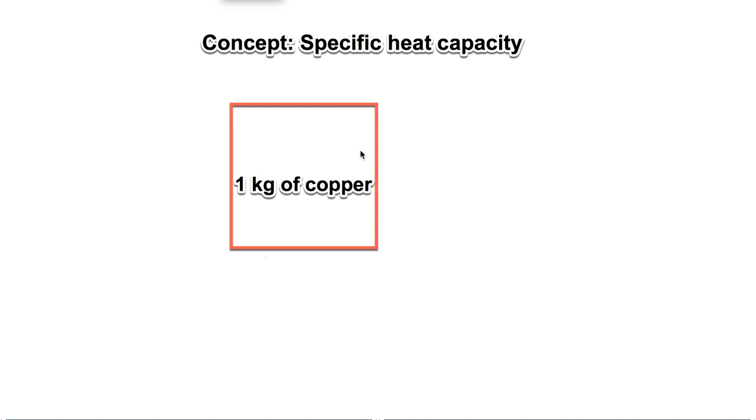Now we have 1 kg of copper here. How much energy do we need to raise the copper by 1 degree Celsius? Specific heat capacity is a constant measure that gives you the value of how much energy is required to raise the temperature of this 1 kg copper material by 1 degree Celsius.